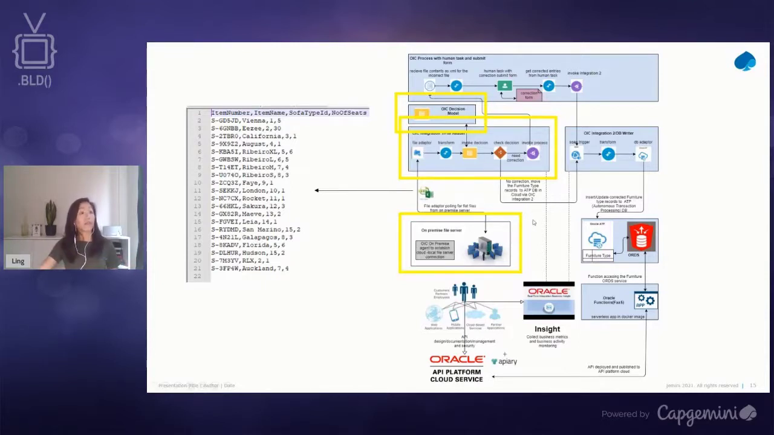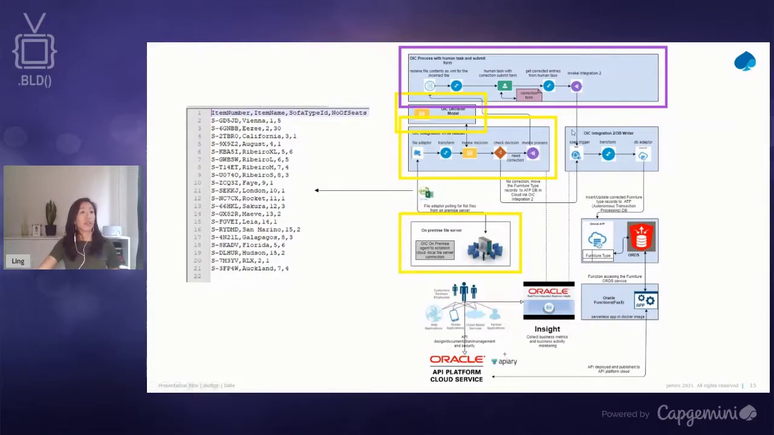And if correction is needed, the file is sent to a process. And that process has a human task. And it will require an actual human, an employee, to make the correction in the file. And this process is in a purple rectangle, and that means that Viraj will be covering that subject.